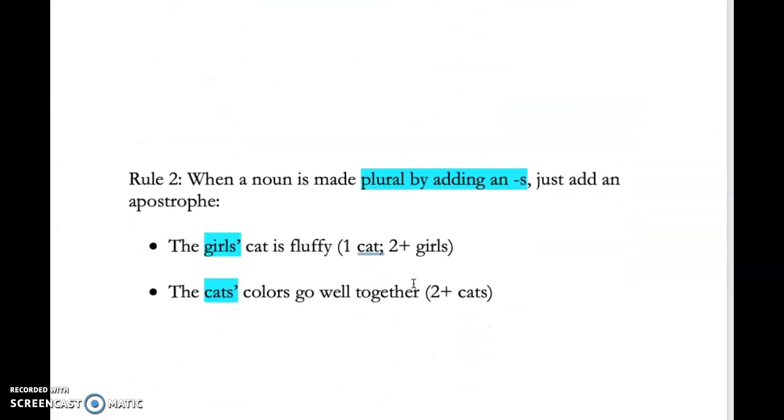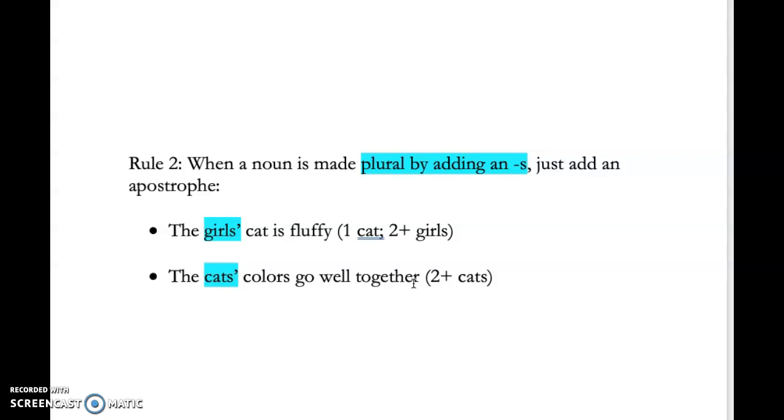So here's the next rule. When you have a noun that is made plural by adding an S, and that's the case for most nouns in English, you just add the apostrophe. In other words, you don't take a noun that ends with an S and add an apostrophe S to it. So if I say girls, as in two or more girls, the girls' cat is fluffy, I would just put an apostrophe after that S.